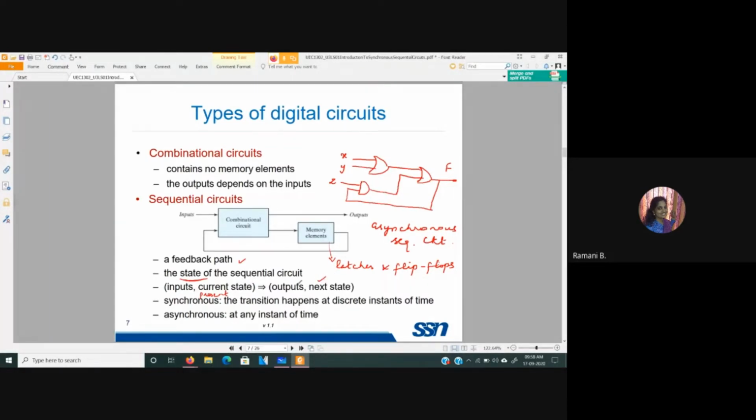So as we move to the further topics, you will be able to understand this. For now, you just have this in mind. Okay. So you are having something called the present state and the next state.